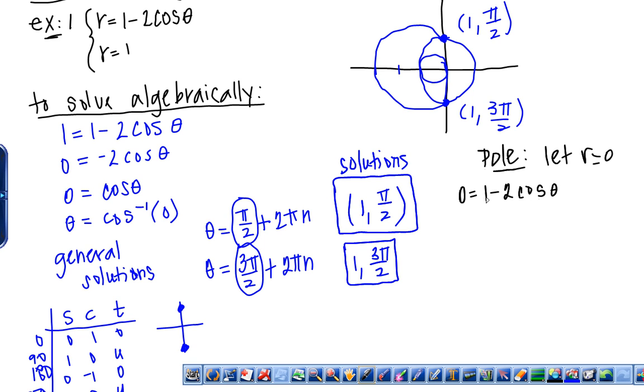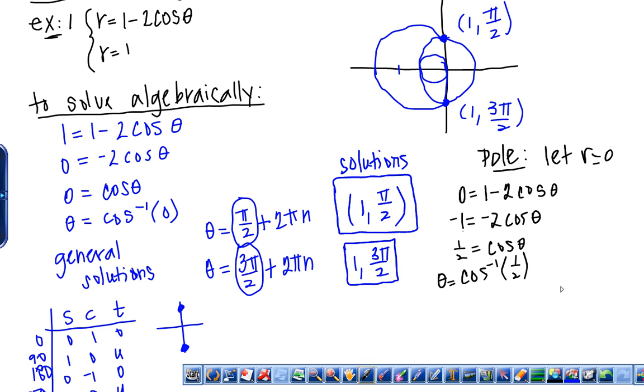So I would move the 1 over, or that would be subtracting the 1, so that would be a negative 1. That's going to be a negative 2 cosine of theta. Divide by that, that's going to give me a 1/2 equals a cosine of theta. If I keep going, this is going to give me theta equals an arc cosine of 1/2.